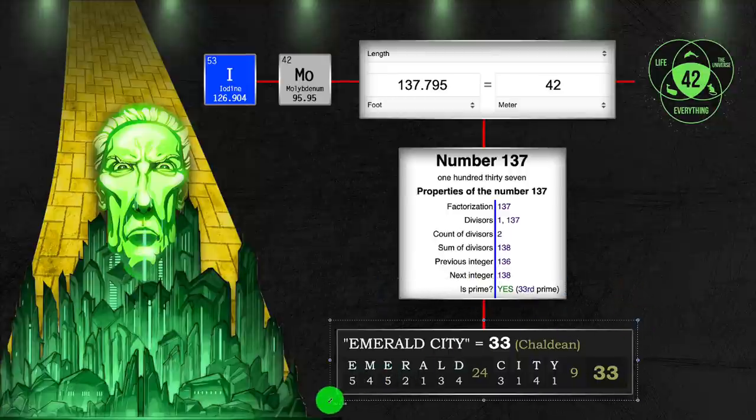So it's right there. The Emerald City. Cities, pi, 3.141. We live in cities. But it's the 33 tied to the measurement of feet to meters. 137 and 42. Life, the universe, everything. Tied to the 33. It's pure math. This is mathematical genius, not done by man.